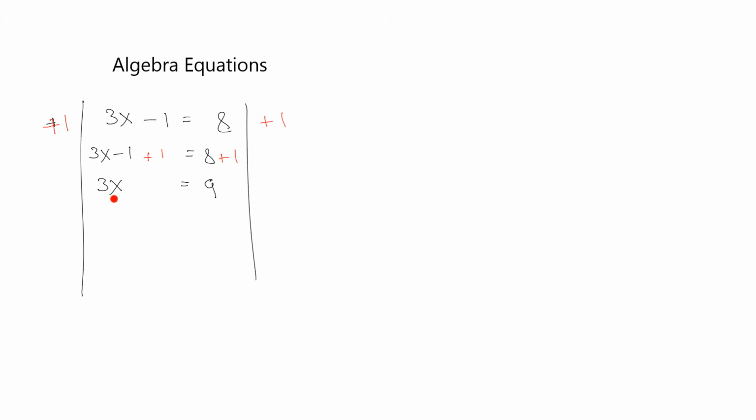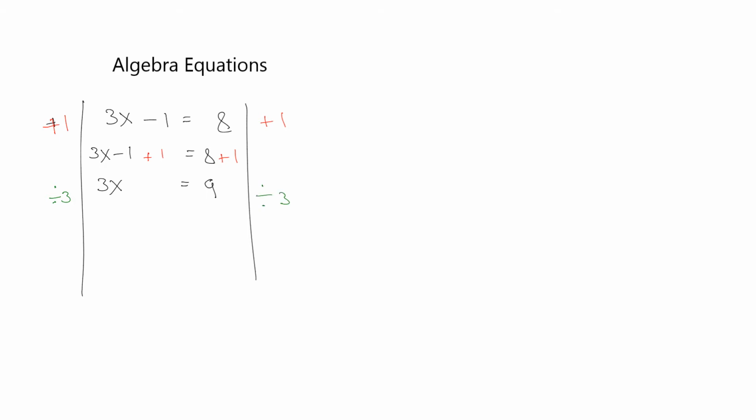But I want to get x on its own. So I have to divide this by something. And if I divide this side by something, I have to divide the other side by the exact same thing. So I am going to divide by 3, because 3x divided by 3 is just x.